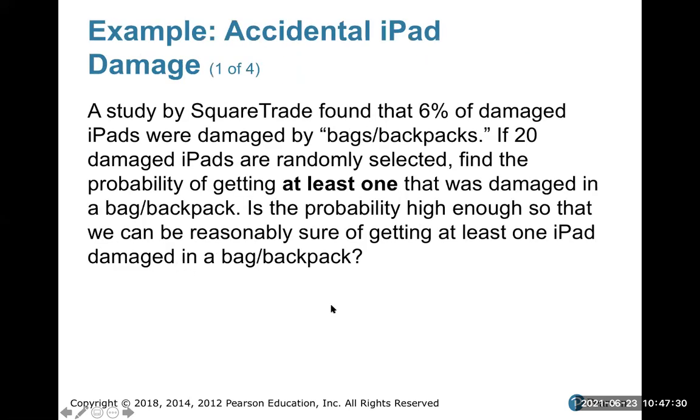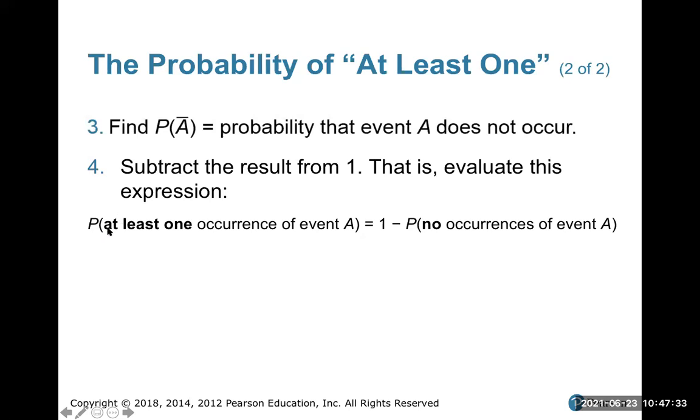So of course, that's the same thing, so we don't need to explain it again, but at least one occurring is the same thing as 1 minus the complement, none occurring. That's the same thing as P(A) = 1 - P(A bar).